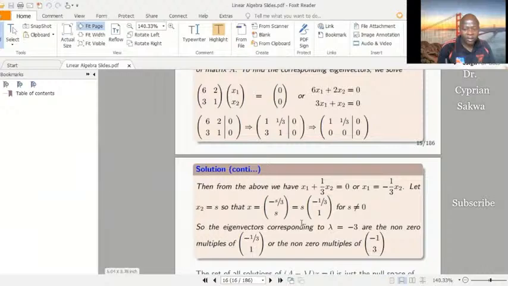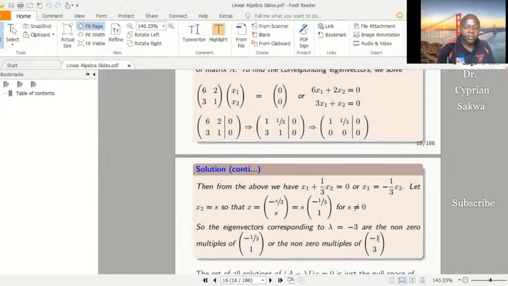That was the question. So the eigenvector corresponding to lambda equals negative 3 would be negative a third, 1, or its multiple. Any multiple of it remains in that direction. If s is 3, it becomes negative 1, 3. So just multiply by that. Or 1, 3.